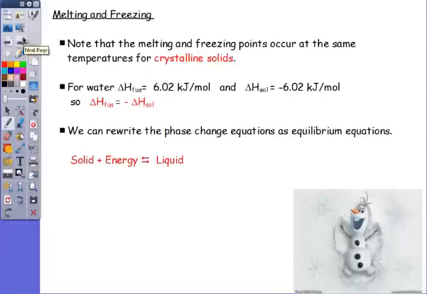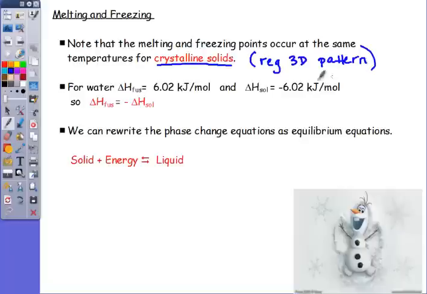Melting and freezing are opposite processes, so they basically occur at the same temperature, and that's only true for crystalline solids. So just a reminder, amorphous solids have an irregular pattern, while crystalline solids have a regular 3D pattern, like water. Since they are opposite processes, the energy that it takes to melt 1 mole of ice is the energy that is released when 1 mole of water actually freezes. Melting is an endothermic process, so it's a positive delta H there. Freezing is an exothermic process, so that's why we have the negative there.